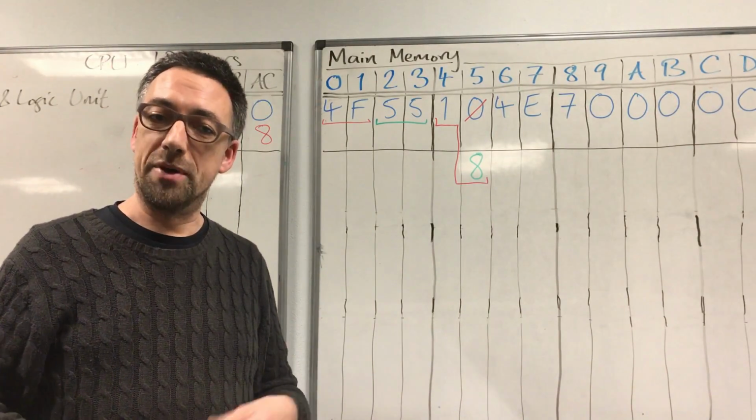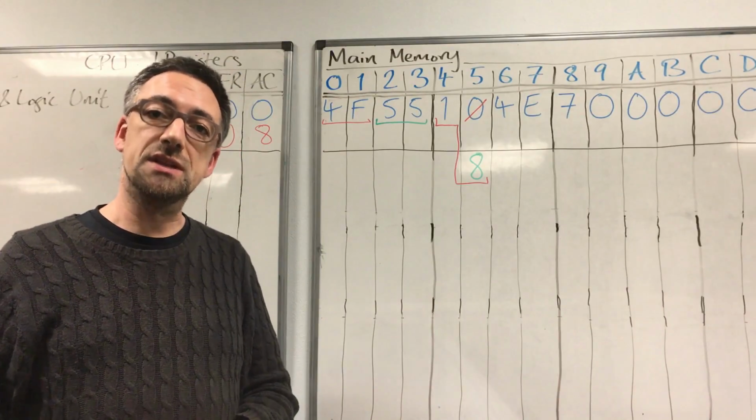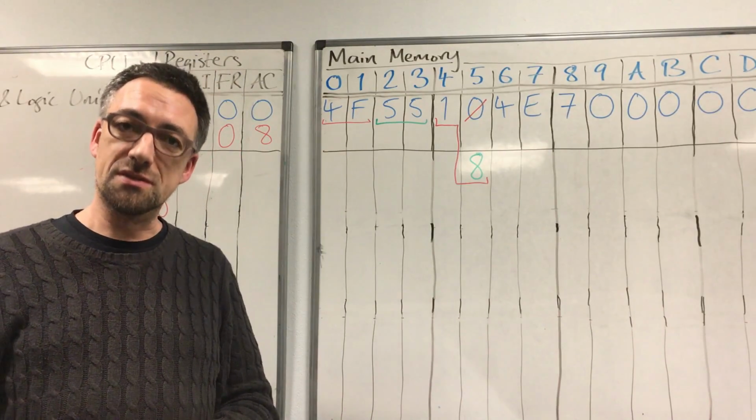So we've seen a bit of self-modifying code, and we've seen the unconditional jump instruction. Let's go round again.